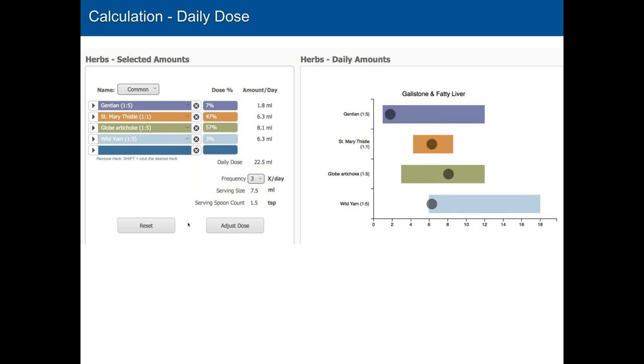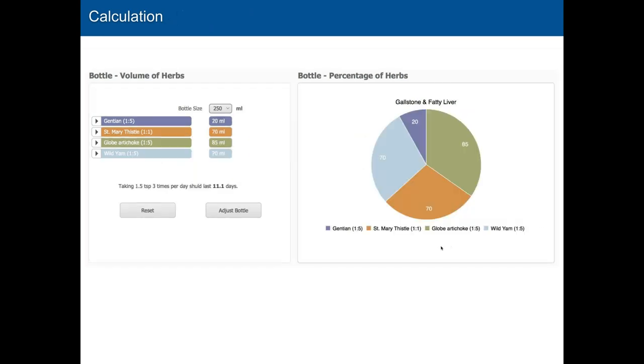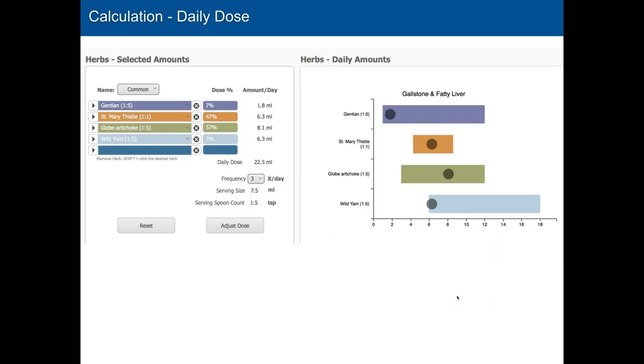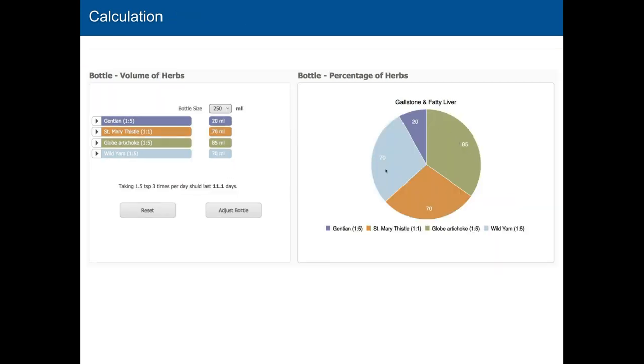It'll do all your calculations for what you need to give to the patient. And then the other cool thing is it'll tell you how much you need to put in a bottle. So you choose your bottle size, 250 mils, and then it'll do your calculation based on your reference ranges and the dose you want to give and say, this is how much you have to put in a bottle, and this is how long that bottle will last. If the patient's taking 1.5 teaspoons 3 times a day, that's only going to last about 11 days. That's not very long, so you may end up having the patient take less than that.